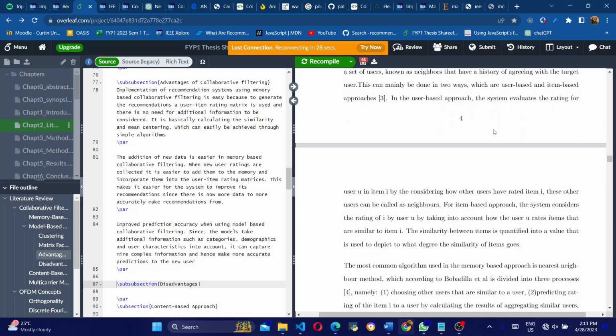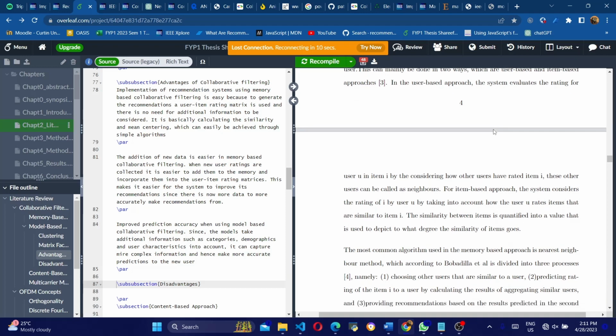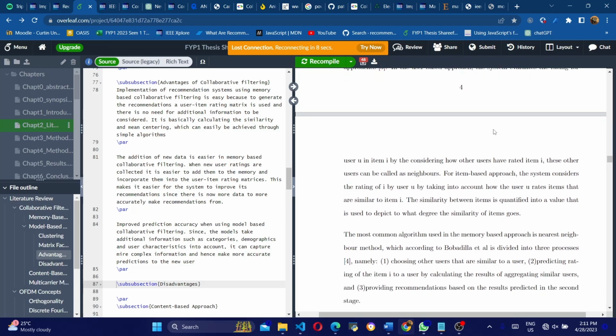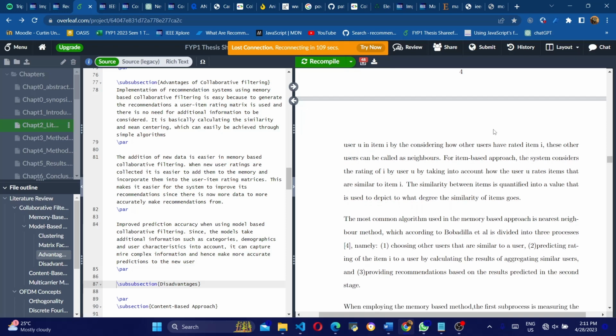For the user-based approach, the system evaluates the rating for user U in item I by considering how many other users have shown interest in I, or how many other users have rated I, how many other users have liked I. In item-based approach, the system evaluates the item I by considering how many other shows that are similar to I the user U has liked.